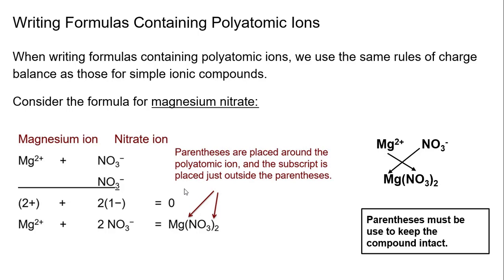You have to use parentheses, and it has to be around the whole thing. This is another reason why learning polyatomic ions matters: you will instantly know that the parentheses has to go around the whole thing. So that's how the book does it.